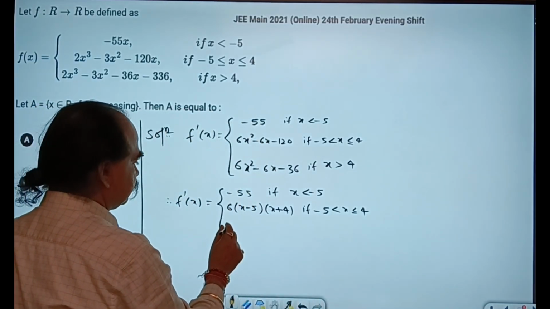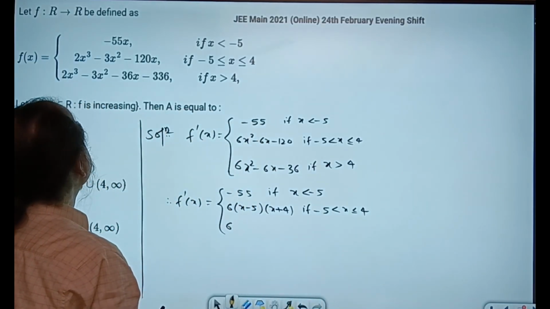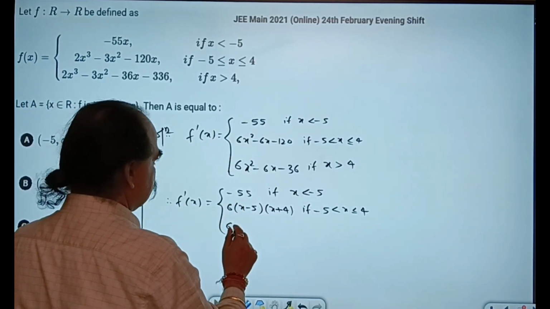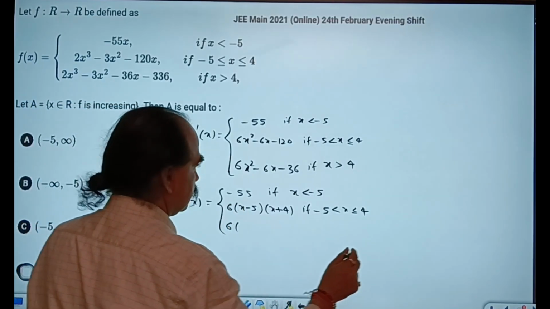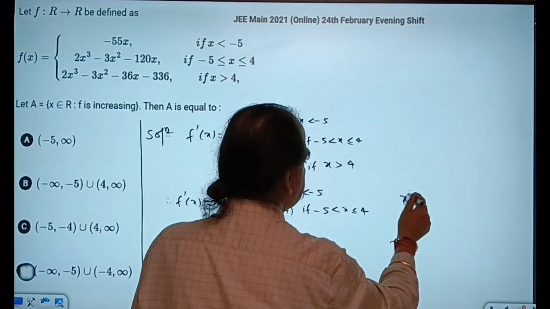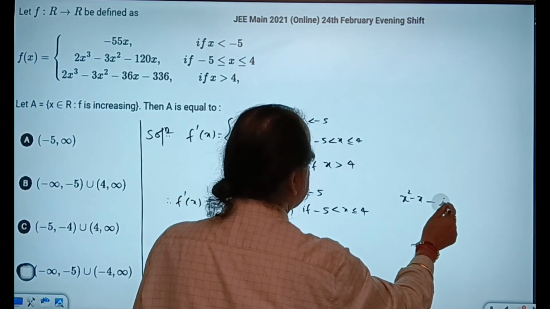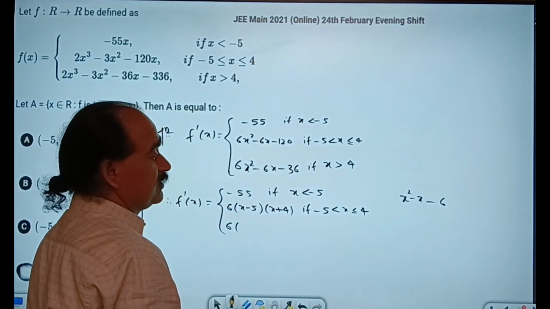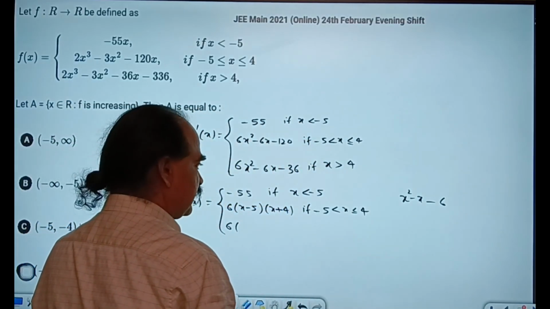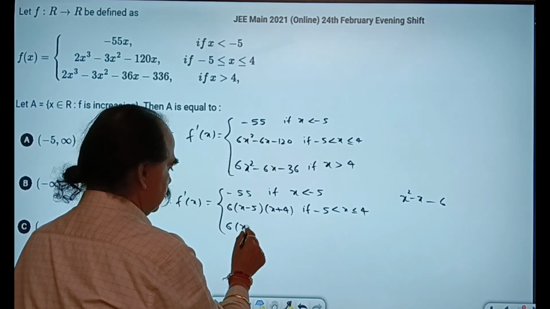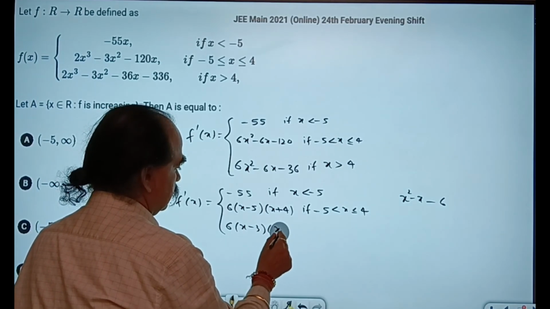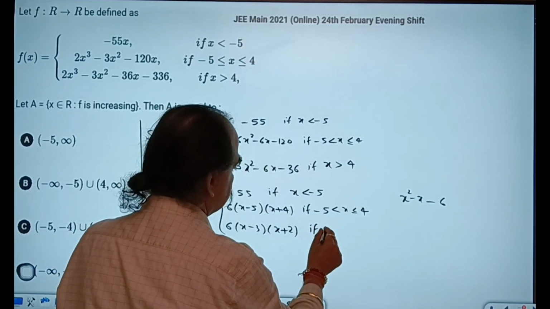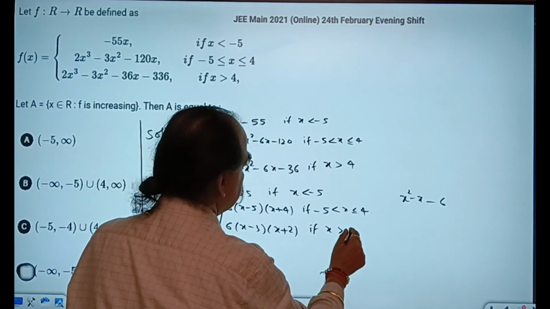And for this, take 6 common. So it will give you what? 6 common will give x square minus x minus 6. So 6 into (x minus 3) into (x plus 2) if x is greater than 4.